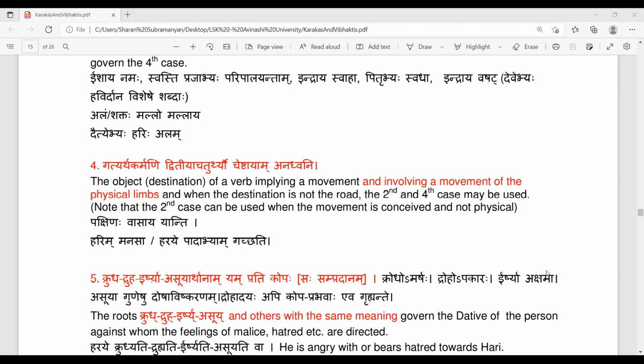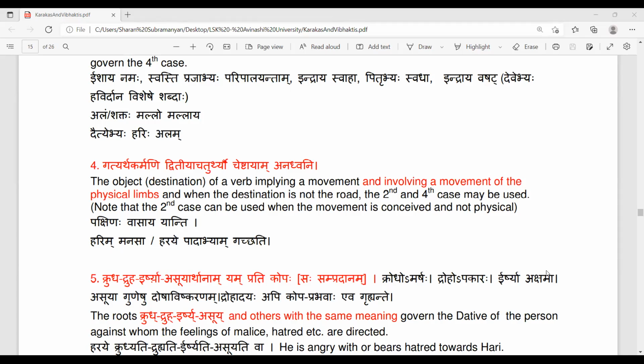So Pakshinaha Vasaya Yanti. Harim Manasa or Padabhyam Gacchati. Harim Manasa Gacchati. You can say Harim. Harim is in Dvitiya Vibhakti. Gacchati. Kopi. Ramaha Gacchati. Ramaha Harim Manasa Gacchati. That Hari, the word is in Dvitiya Vibhakti. Or Haraye. Haraye Padabhyam Gacchati.